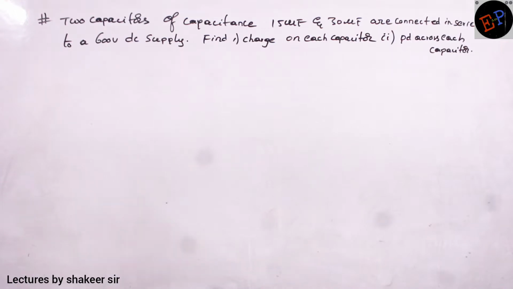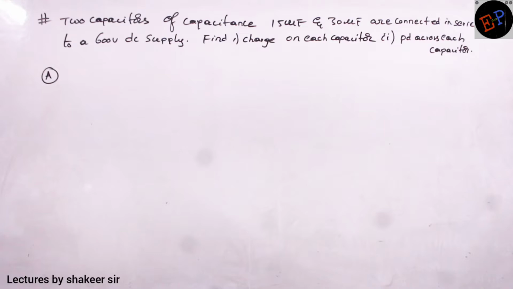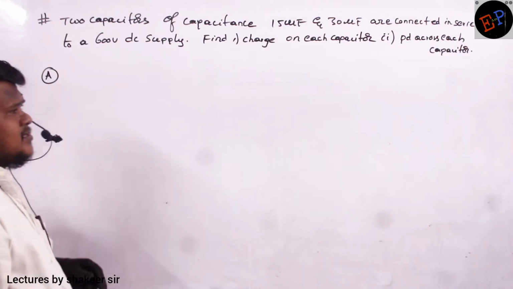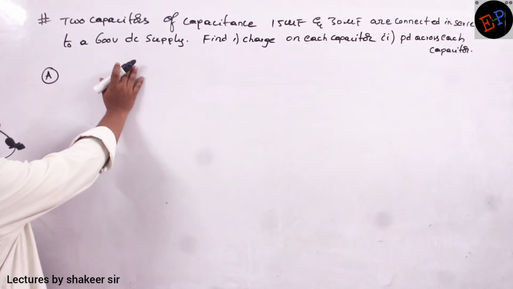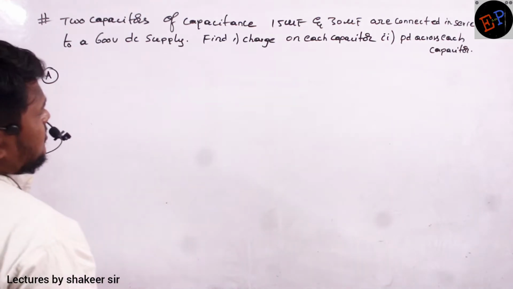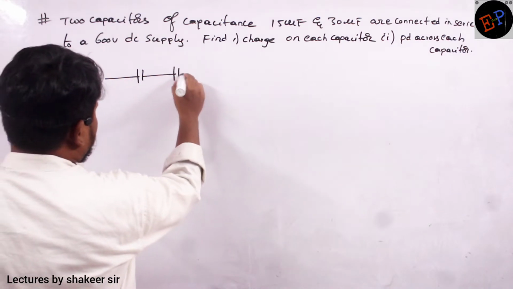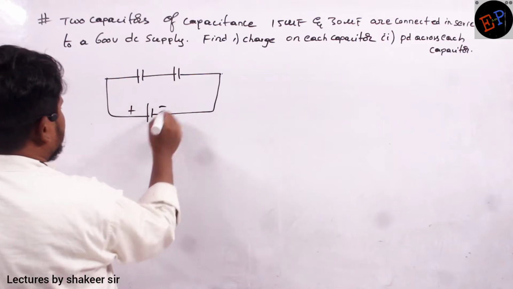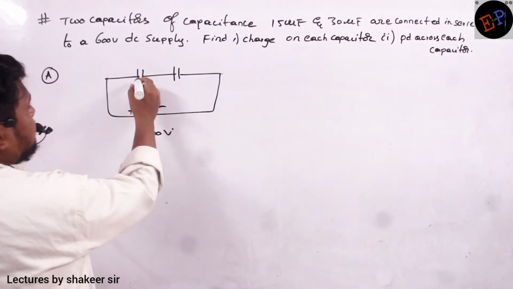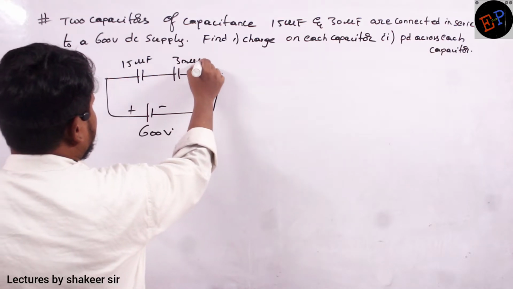Same. So two capacitors of capacitance 15 microfarads and 30 microfarads are connected in series to a 600 volts DC supply. Find the charge on each capacitor and the potential difference across each capacitor. So these are two capacitors connected to a battery of 600 volts. Clear, no? This is 15 microfarads and this one is 30 microfarads.